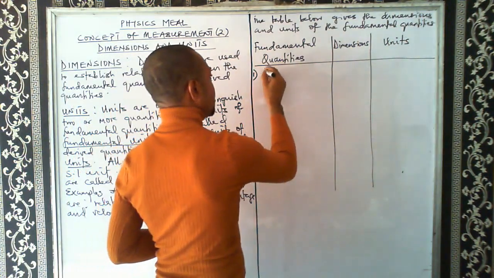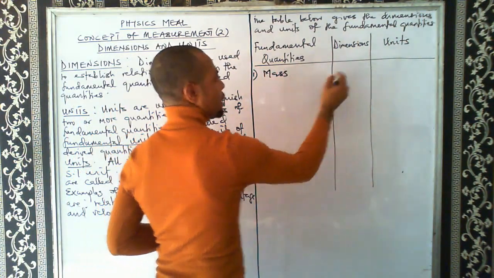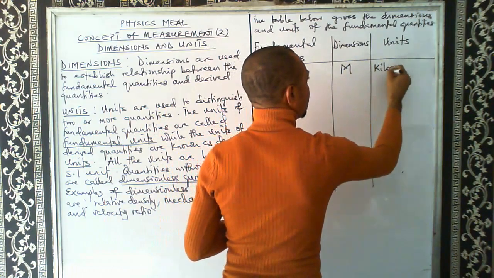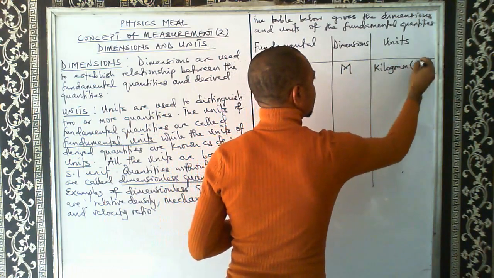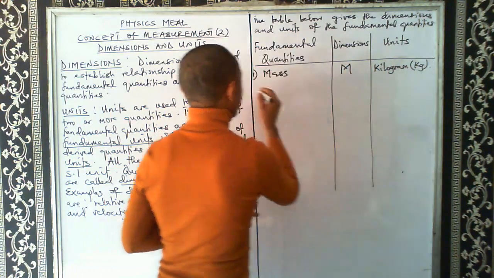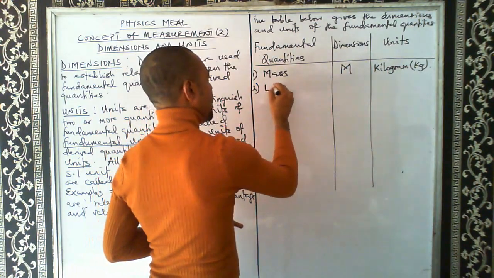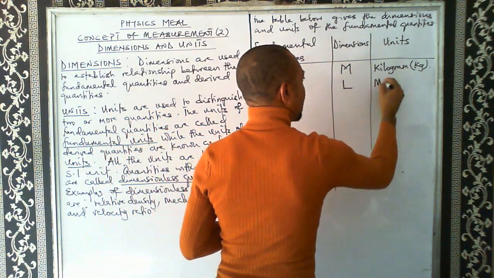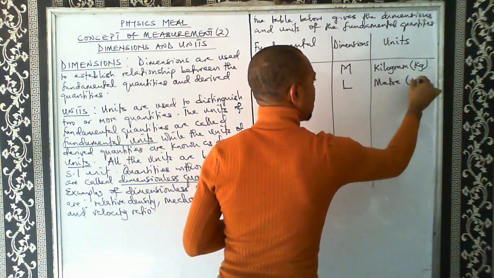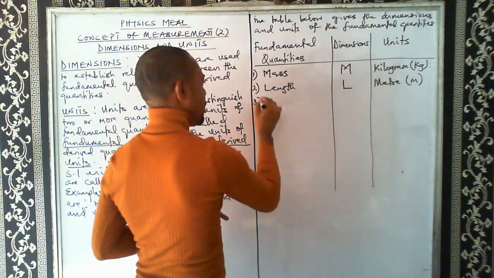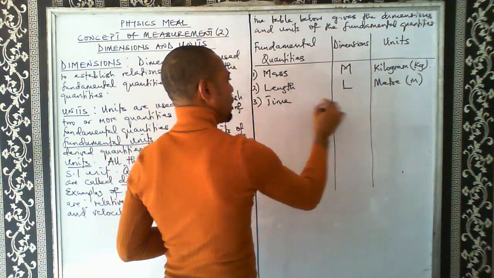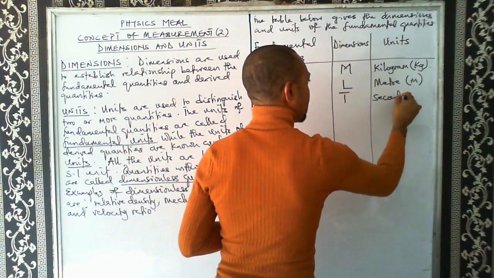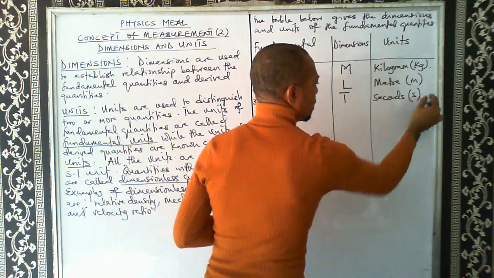The first one is mass. What's the dimension of mass? It's capital M. The unit is kilogram, which is written as kg in short form. Then two, we have length. The dimension is capital L, and the SI unit is meter, which is small m. The next is time. The dimension is capital T, and the SI unit is seconds, which is s.